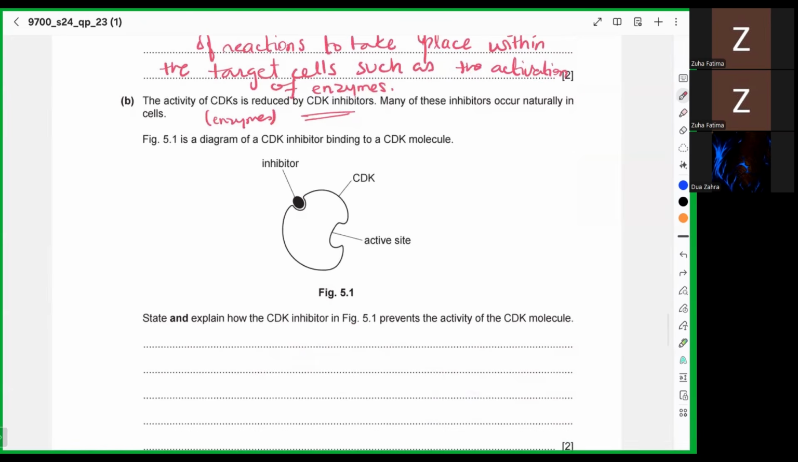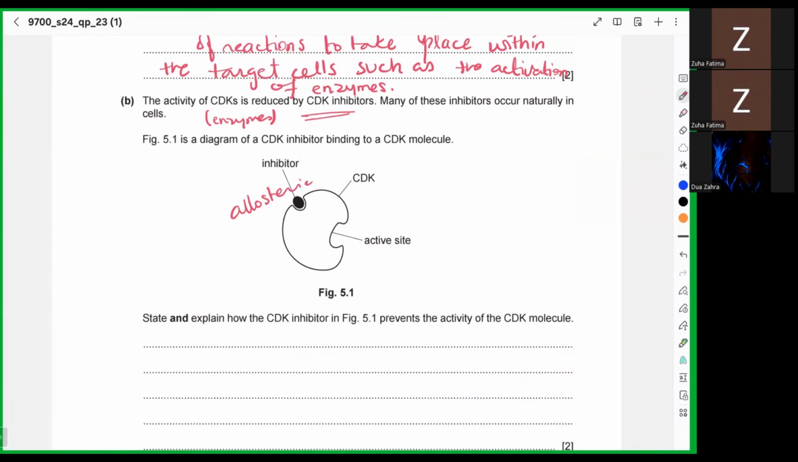The activity of CDKs is reduced by CDK inhibitors. Many of these inhibitors occur naturally in cells. Figure 5.1 is a diagram of a CDK inhibitor binding to a CDK molecule. So this is the inhibitor. The inhibitor is not binding to the active site. Instead, it is binding to the allosteric site, which means that it is a non-competitive inhibitor.